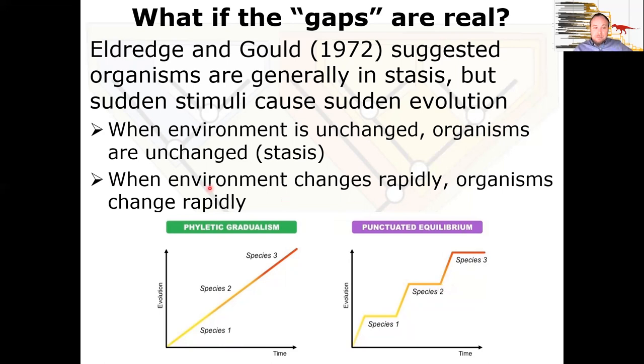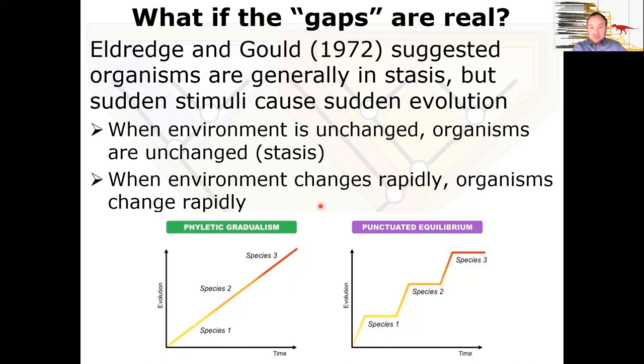So this was really kind of revolutionary in that macroevolution is not necessarily the result of just microevolution over time. Things sometimes don't change at all, and then sometimes they're forced to change rapidly. Or they don't and they go extinct. So when the environment changes rapidly, organisms change rapidly, or they don't and they die off.